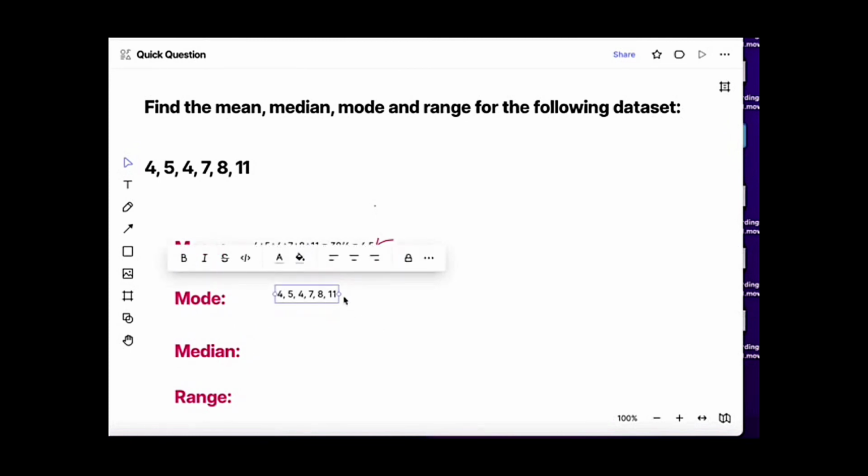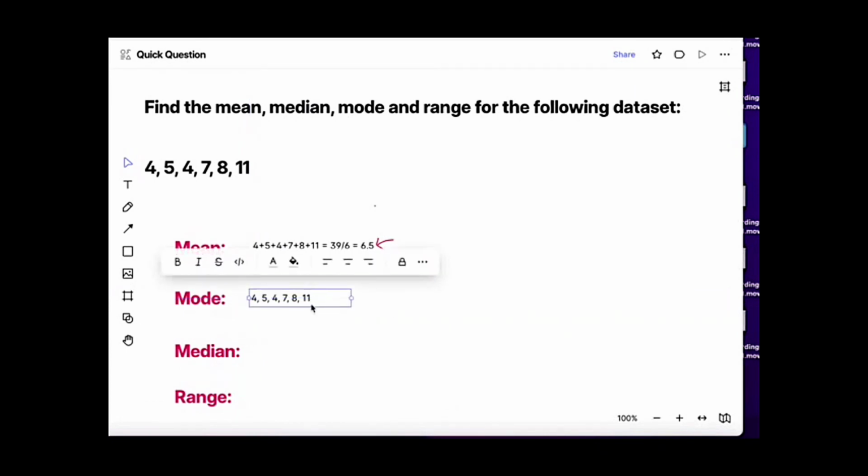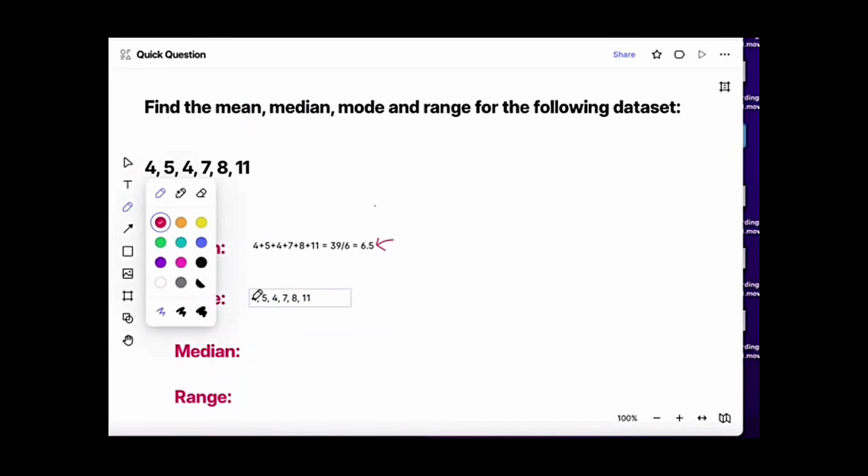Okay, so to calculate the mode, we need to see what is the number that appears the most times. Well, we've got a 4 right here and another 4 right here. Do we see any other numbers that come up more times than the 4? No, 4 is the one, which means that the mode is a 4.